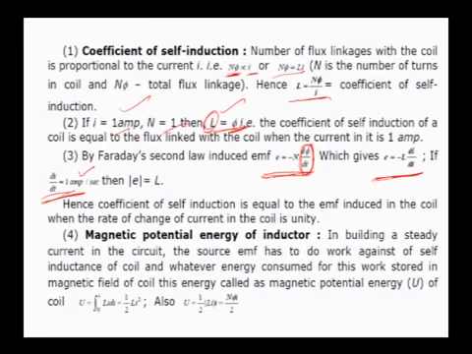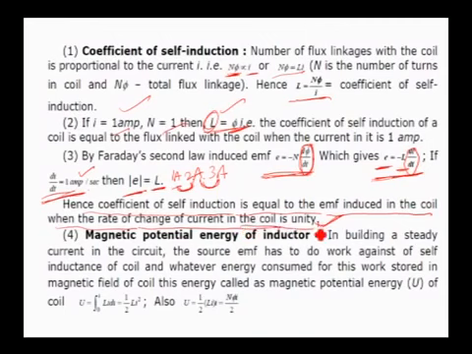Assume the current starts rising slowly from 0 to 10 ampere. In the first second it is raised to 1 ampere. In the next second it is raised to 2 ampere. In the third second it is raised to 3 ampere. Just look at the change. In every second the current is changing at the rate of 1 ampere, and in that case if I substitute dI by dt is equal to 1 ampere per second, the induced EMF is equal to L, or I can say L is equal to the EMF induced. With that we can define the coefficient of self-induction as the EMF induced in the coil if the current through the coil is changing at the rate of 1 ampere per second, that is, the rate of change of current is unity.